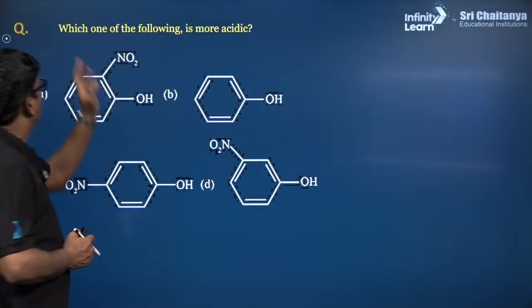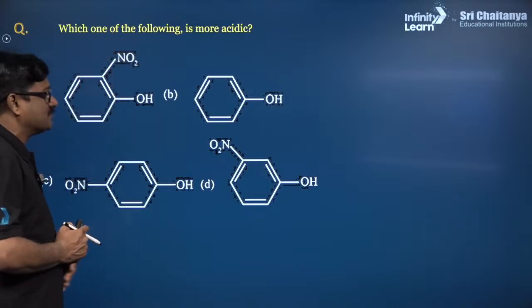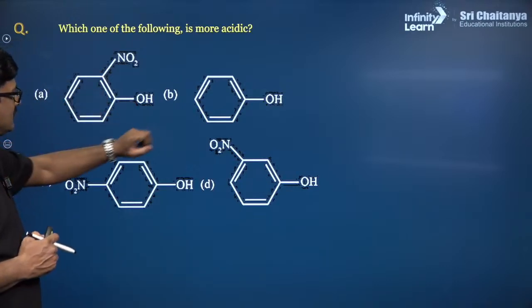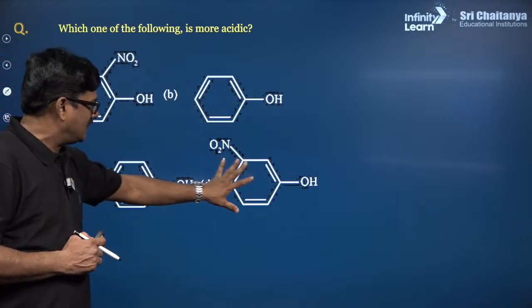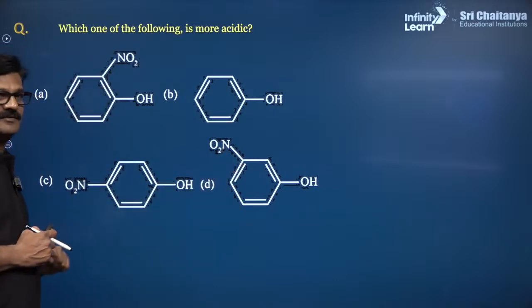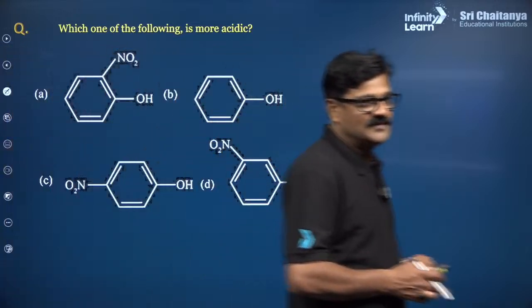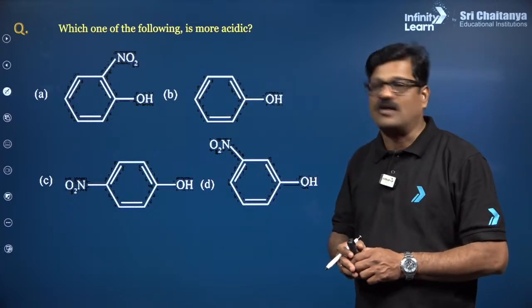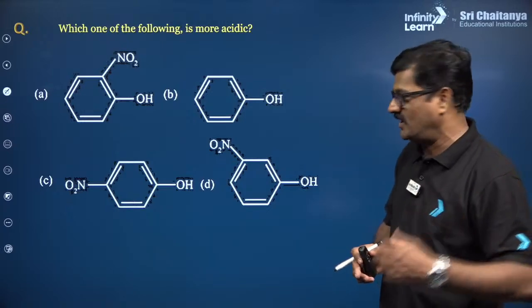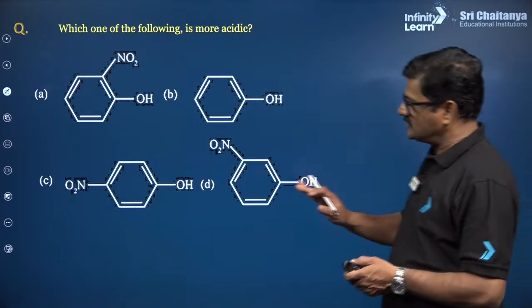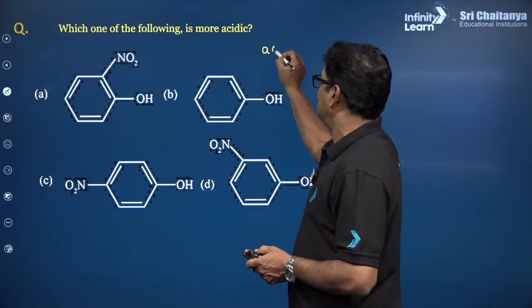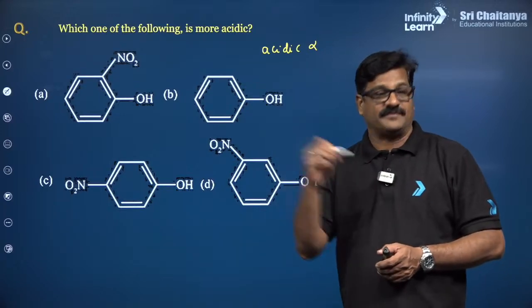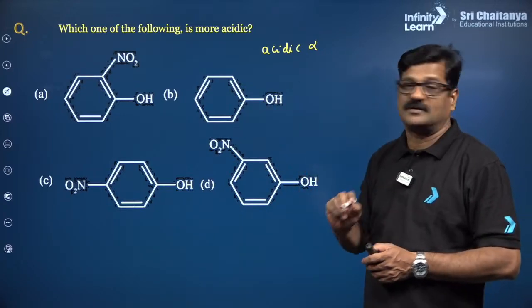Which one of the following is more acidic? These are all phenolic compounds: orthonitrophenol, phenol, metanitrophenol and paranitrophenol. Phenol is more acidic because the phenoxide ion is resonance stabilized. Now acidic strength is directly proportional to the electron withdrawing effect. Nitro group has an electron withdrawing effect.